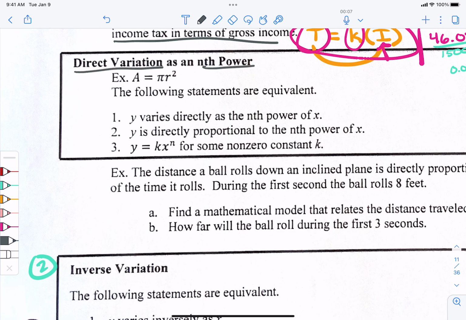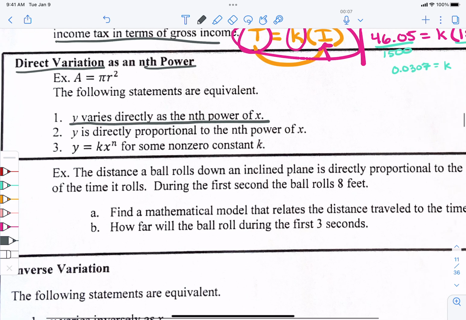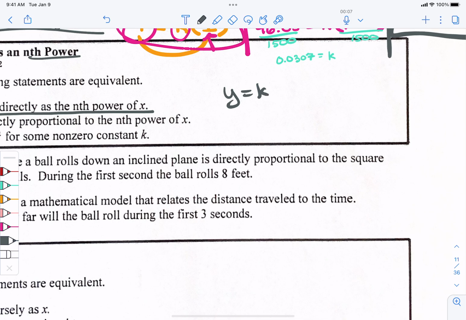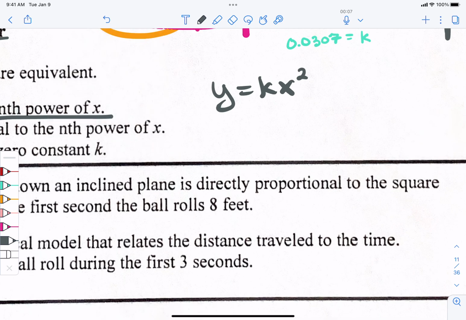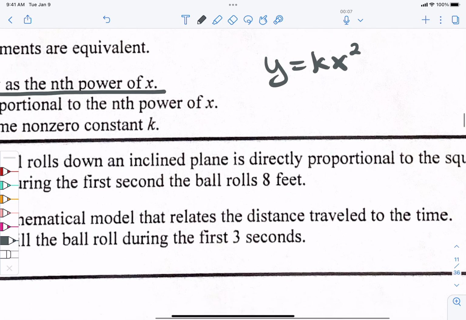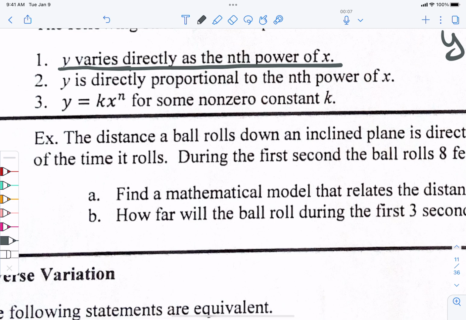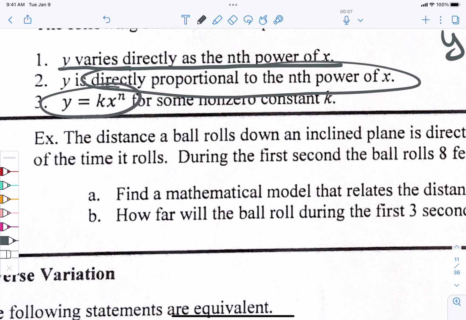Now, this is direct variation. We're learning direct variation to the nth power. This is 1a. This is still direct variation, but it says y varies directly as some power of x. So we still have y equals kx, but the power on x might be x squared or x cubed. It might be a higher power of x rather than just y equals kx. So in this case, it's not linear, it's some sort of polynomial, quadratic, cubic, something like that. Also, y is directly proportionate to the nth power of x, this is what it looks like, x to some power.